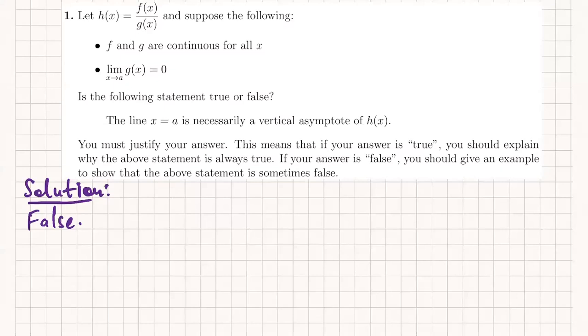Can someone give us an example that shows us we can actually have a vertical asymptote? Because Thomas's argument was there's never going to be a vertical asymptote. That's essentially what Thomas was saying. Can someone give us an example where we would have a vertical asymptote?